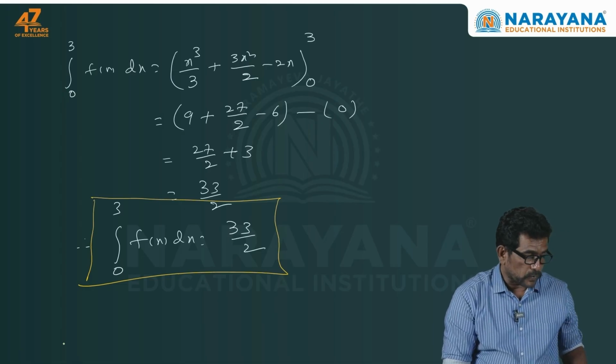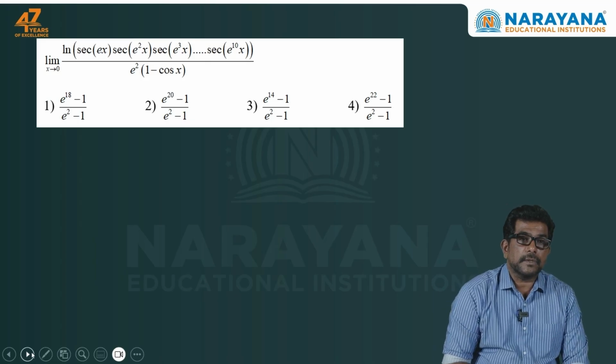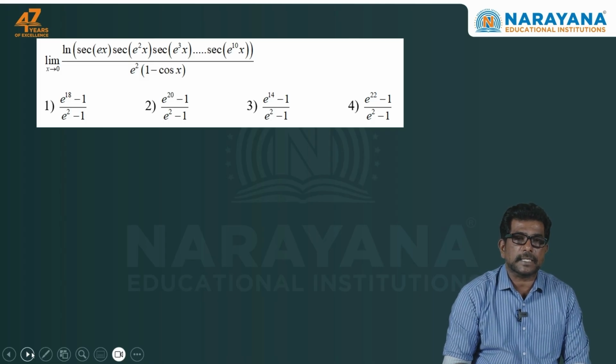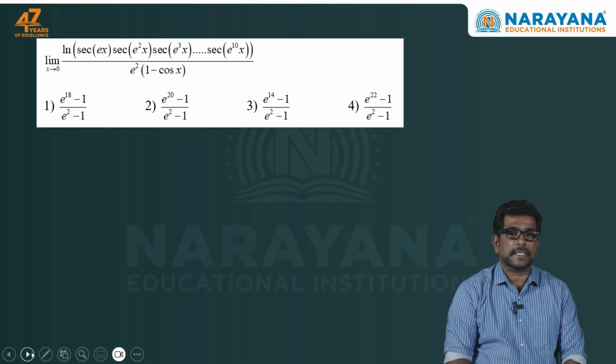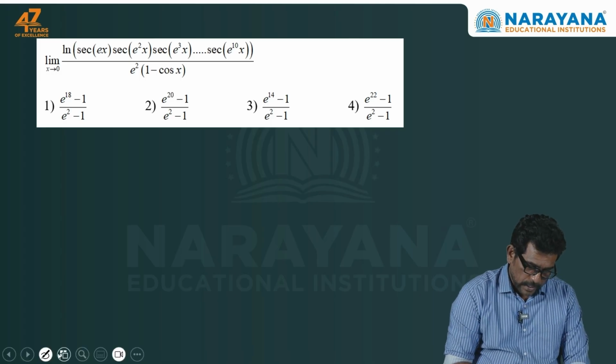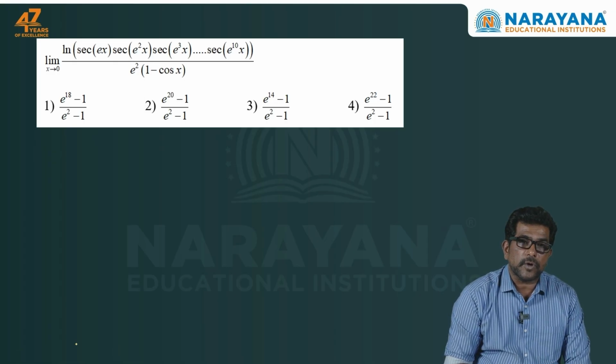And the next problem is: limit x tends to 0 of ln, that is log base e, secant x, secant e square x, secant e cube x, and so on, secant e to the power of 10x, upon e square into 1 minus cos x. The problem is very clear, related exclusively to limits. Here the problem is ln of the product of secant x, secant e square x, secant e cube x, and so on, secant e to the power of 10x, by e square into 1 minus cos x.